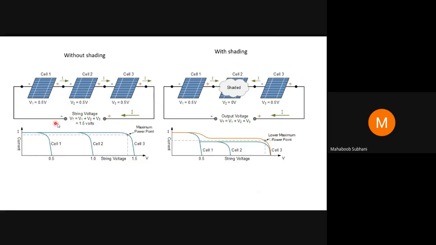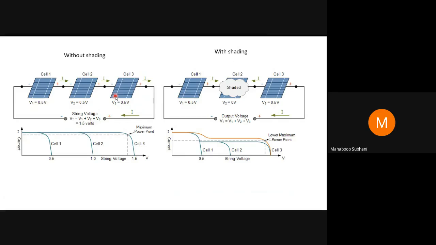See, in this circuit, there are three solar cells connected in series, where the current flows in this direction, and the voltage generated in each cell is 0.5 volts, and the current is 4 amperes. The same voltage is generated here, and the same is generated in the second cell and in the third cell.